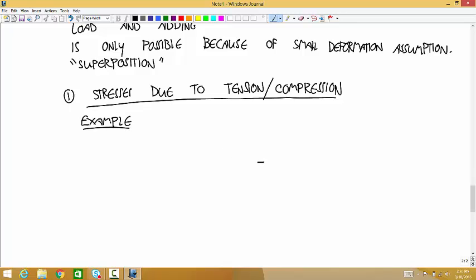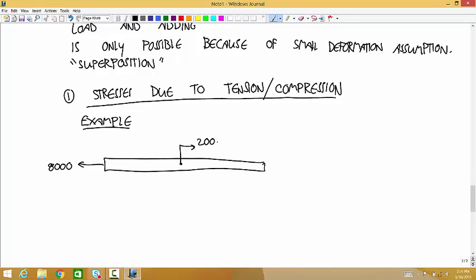I'll follow this along with an example. Let's say that we have 8,000, and then over here we have 2,000 at the center and 6,000 at the end. And let's say that this bar's cross-section is 0.001 meters squared.